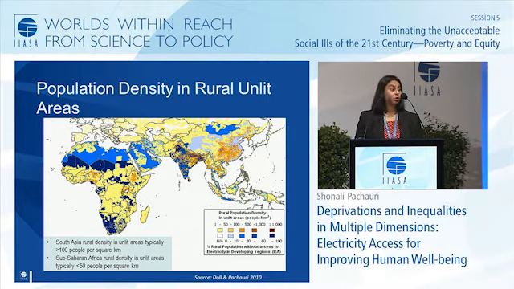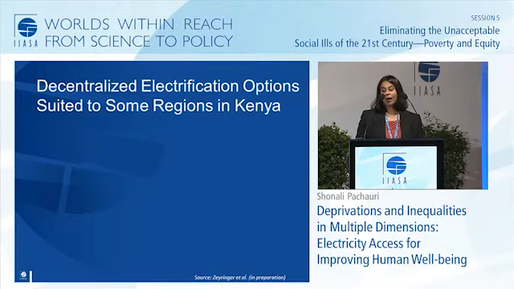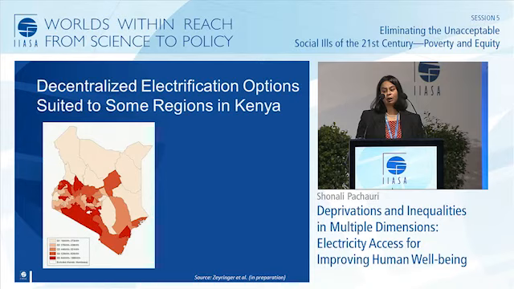Clearly, this means solutions may differ. And if we want to look at how these solutions might differ, we can focus in on one sub-Saharan African country, Kenya, as an example. One of our summer students a few years ago did analysis on Kenya, and basically, in her first step, she tried to assess what would be the potential demand or the latent demand in unconnected households by province in Kenya.